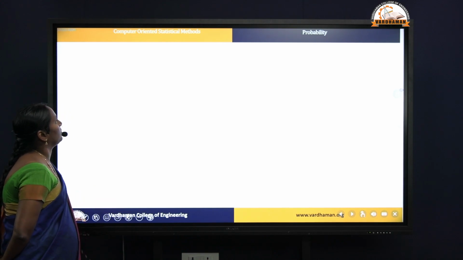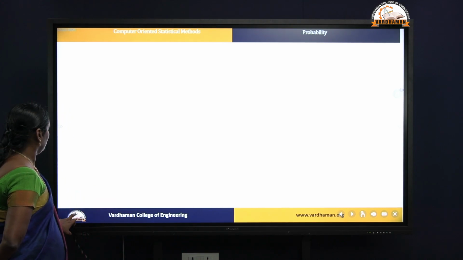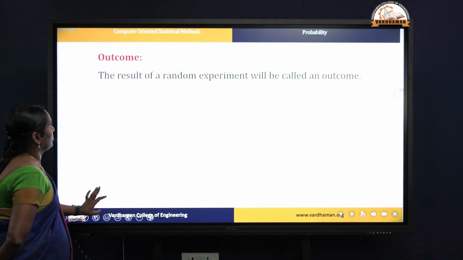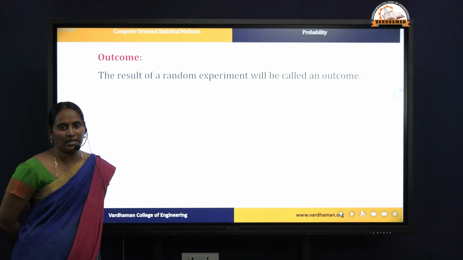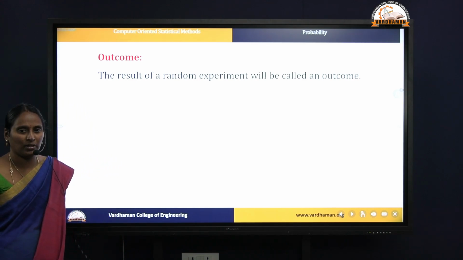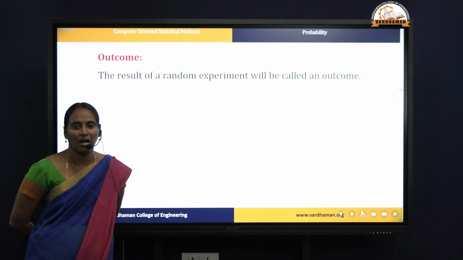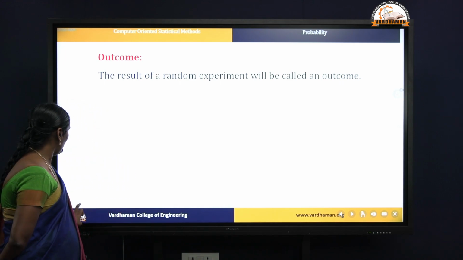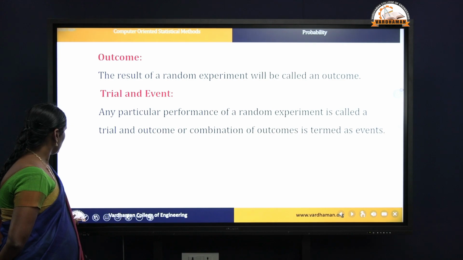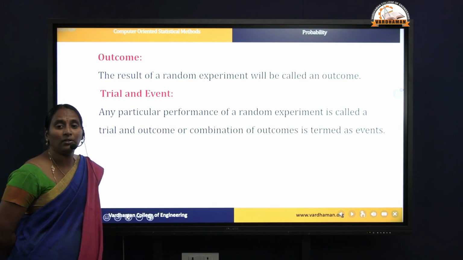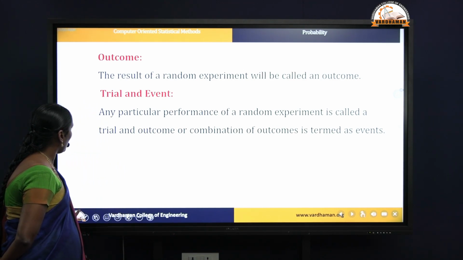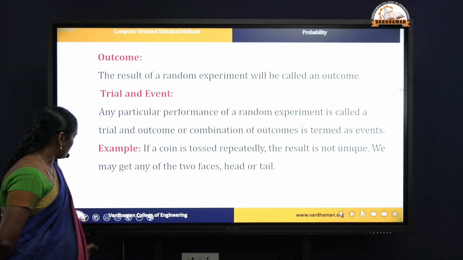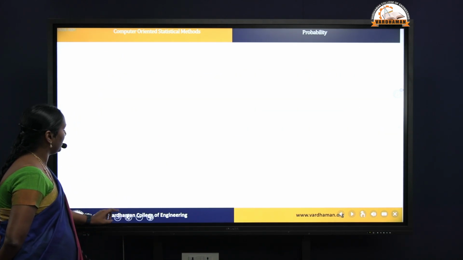Now let us see the next definition. Outcome: the result of a random experiment is called an outcome. Let us take an example. When you are throwing a die, we have 6 outcomes, from 1 to 6. This is what we call an outcome. Trial, as we discussed before, is an experiment which we have to conduct. Events are the number of possible outcomes. Whether repeated or not, we are counting the number of outcomes.